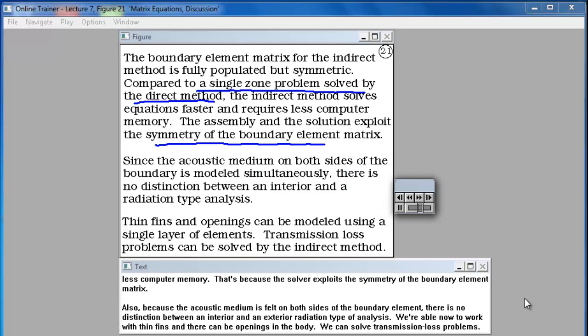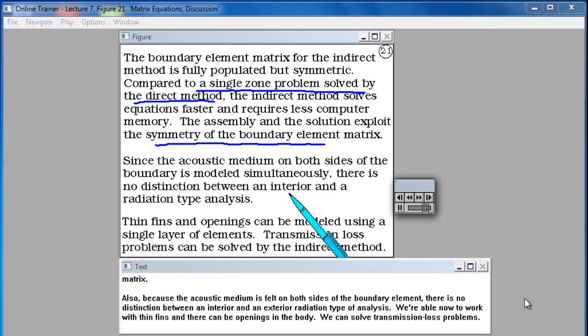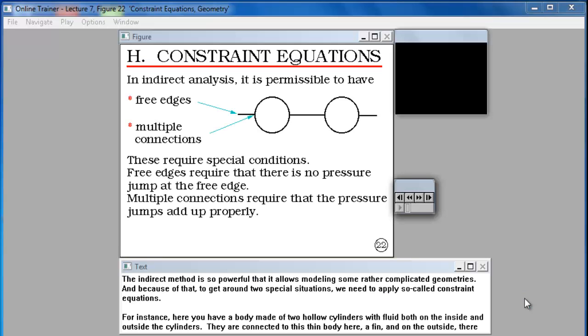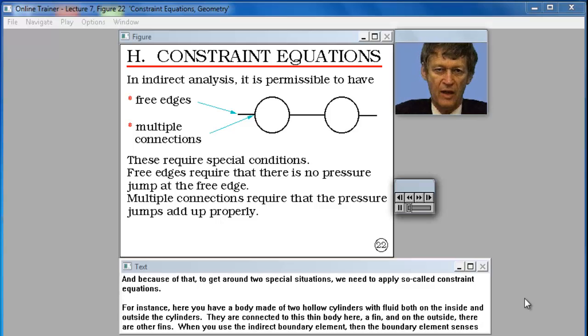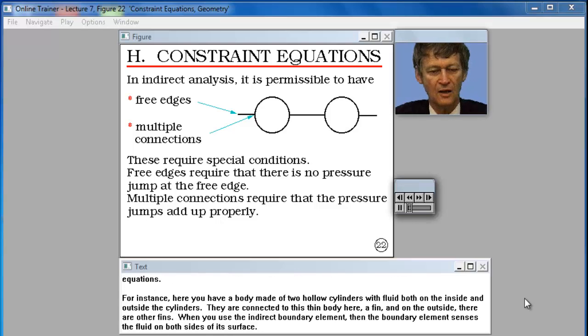Also, since the acoustic medium is felt on both sides of the boundary element, there's no distinction between an interior and an exterior radiation type of analysis. We're able now to work with thin fins, and there can be openings in the body. We can solve transmission loss problems. The indirect method is so powerful that it allows modeling some rather complicated geometries. And because of that, to get around 2 special situations, we need to apply so-called constraint equations.